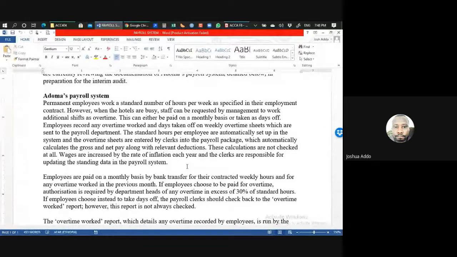Permanent employees work a standard number of hours per week as specified in their employment contract. However, when the hotels are busy, staff can be requested by management to work additional shifts as overtime. This can either be paid on a monthly basis or taken as days off. Employees record any time worked and days taken off on weekly overtime sheets, which are sent to the payroll department.